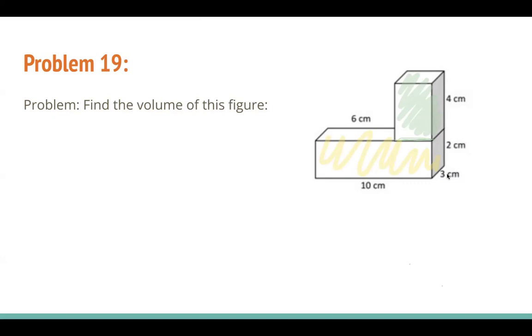So for our bottom one, we are given all the side lengths we need. We have 10 by 3 by 2. So let's calculate the volume of the bottom one. We know our volume equals height times width times length, right? So for the bottom one, it's going to be 10 times 3 times 2, or 60. Okay, so now let's try and figure out the top.